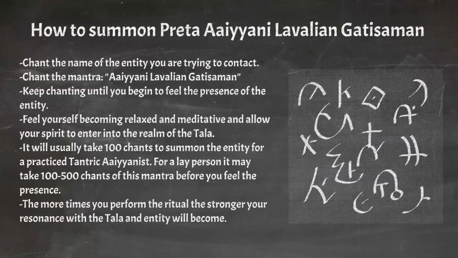As you chant the mantra, feel yourself becoming relaxed and meditative, and allow your spirit to enter into the realm of the Preta Tala. It will usually take 100 chants to summon the entity for a practiced tantric Aaiyanist. For a layperson, it may take 100 to 500 chants of this mantra before you feel the presence. And trust us, you will feel the presence in the room with you. For some people who are unattuned, it may take longer, but the more times you perform the ritual, the stronger your resonance with the Tala and the entity will become.